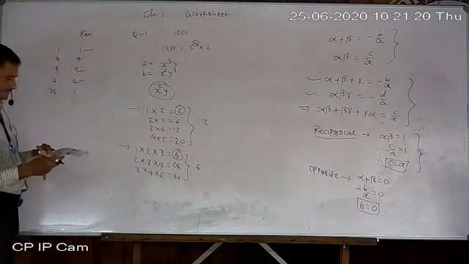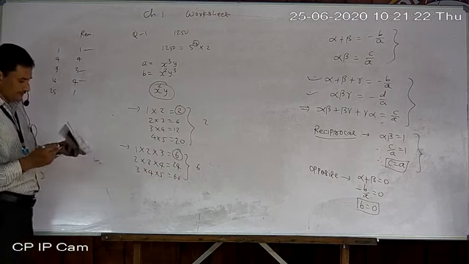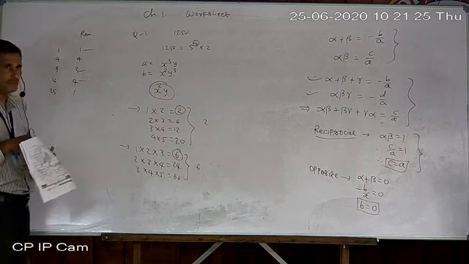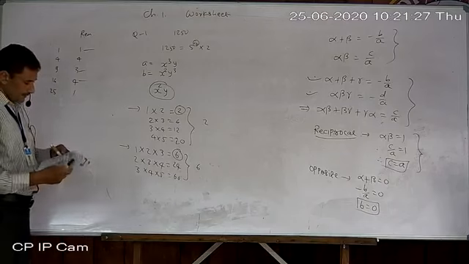Number 8. Just divide. No method. Just divide each and every number by 95. No method is there.